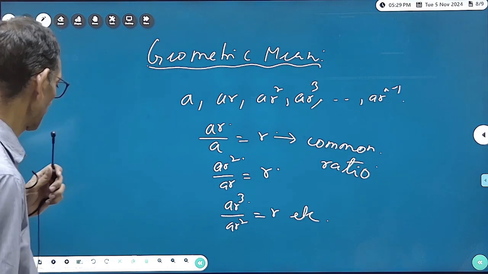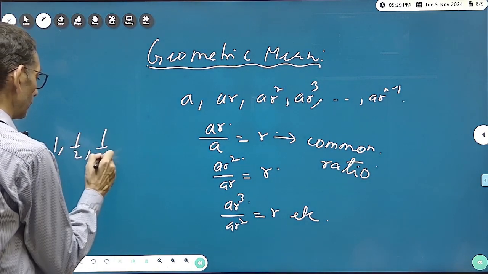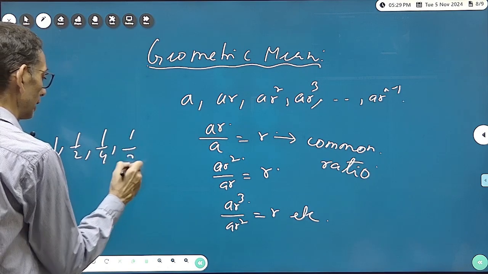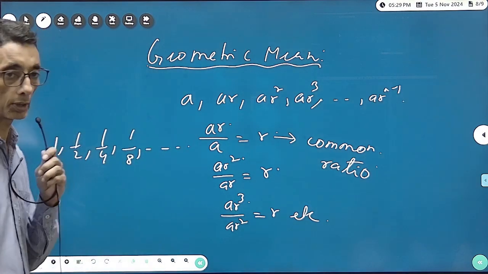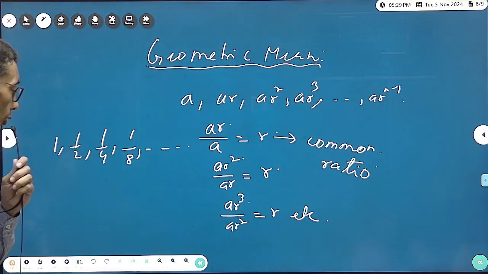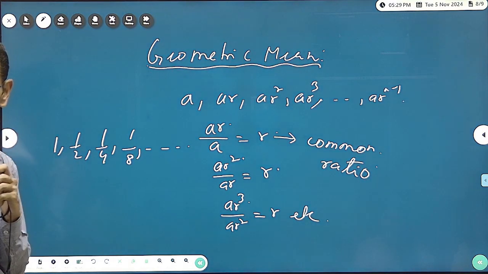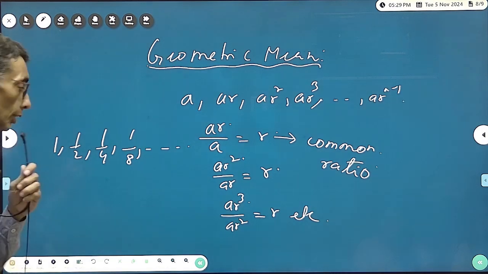Right? One example: this is what? 1, half, 1 by 4, 1 by 8. So this is an example of a geometric sequence. Keneke hobo pare? 1 comma half comma 1 by 4 comma 1 by 8 comma dot. Why is it a geometric sequence? Common ratio is half. Silo common ratio kiman?